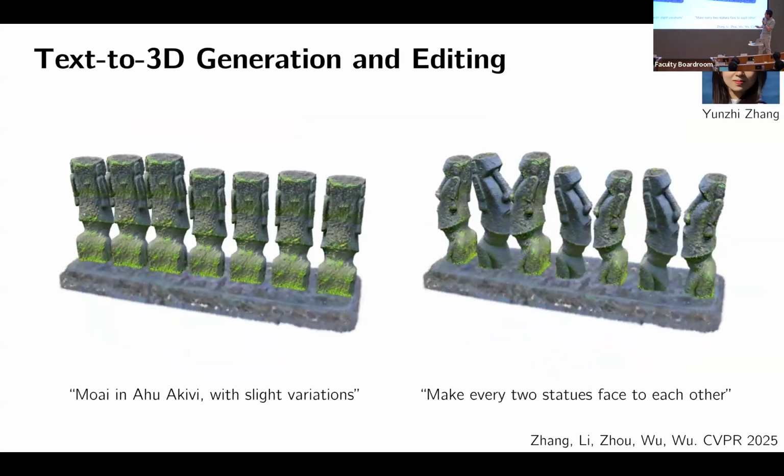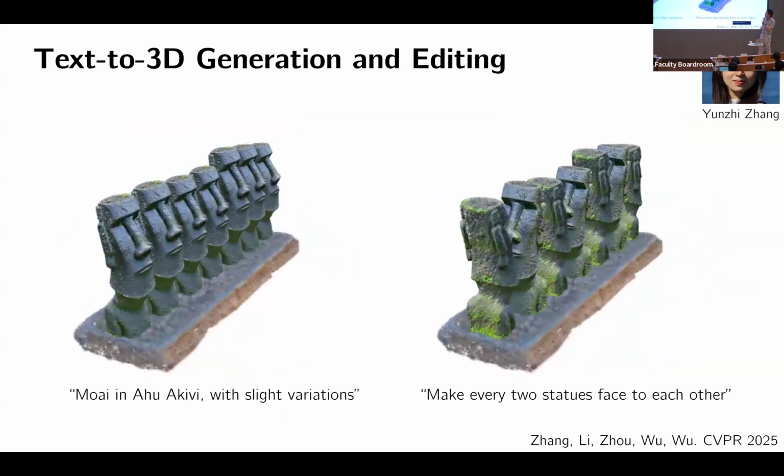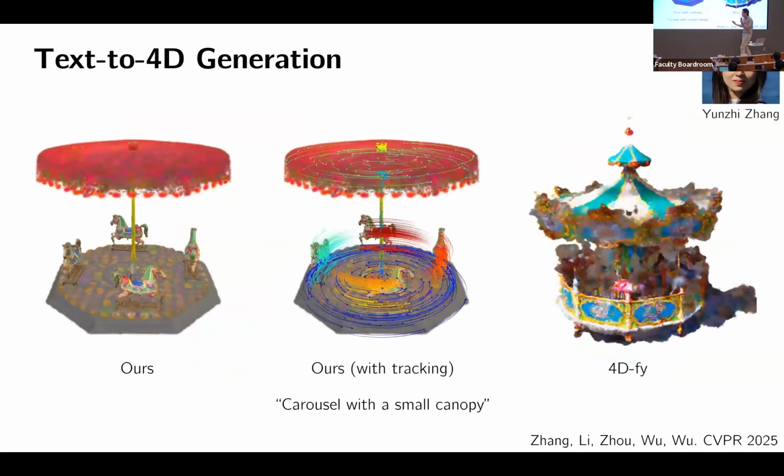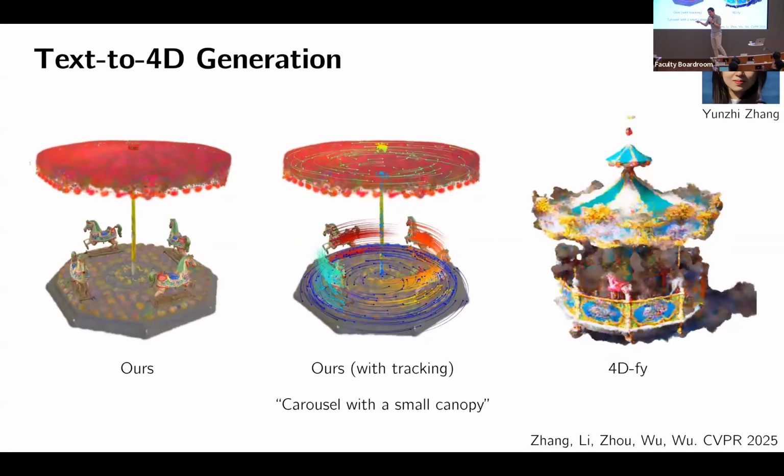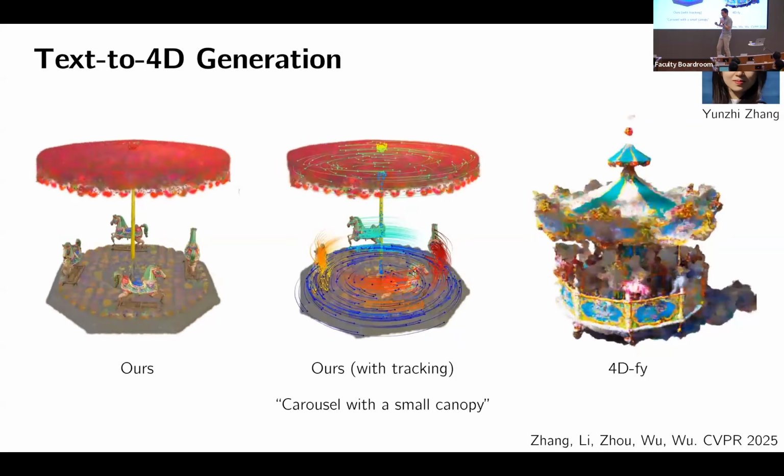And we've seen this example before, making the statues face each other. And you can do it in 4D as well, right? Because the motion is, again, another program-like structure which you can specify on the extrinsics. I know I'm out of time. I'll just wrap up in 1 minute.